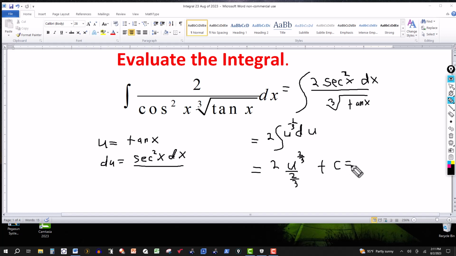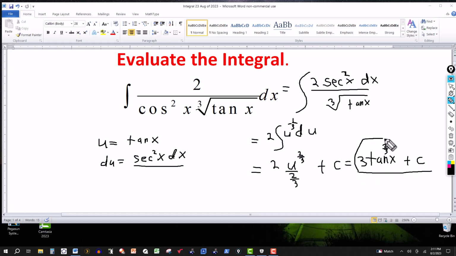And then this is going to equal 2 divided by 2/3, that gives me a 3, and then u to the 2/3, but u is tangent. So this will be tangent of x to the 2/3 power, plus the constant of integration. So the final answer then is 3 tangent to the 2/3 power of x plus a constant.